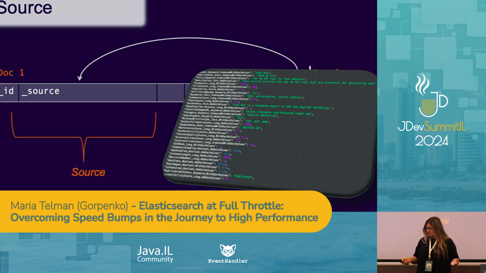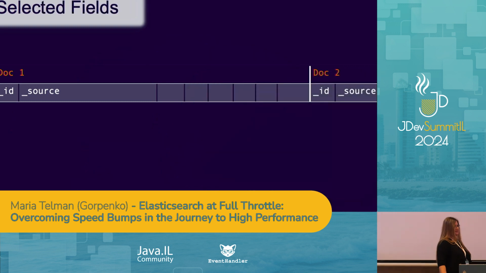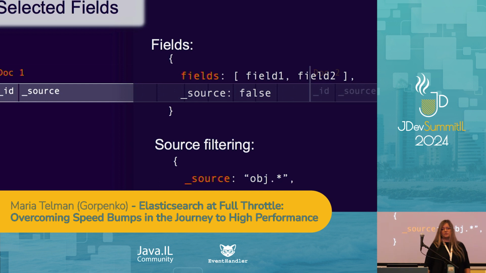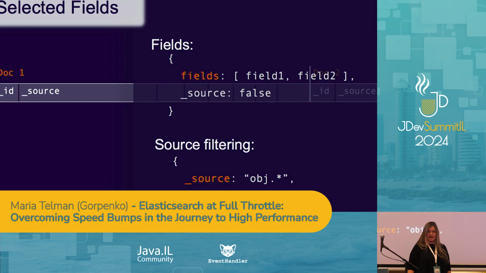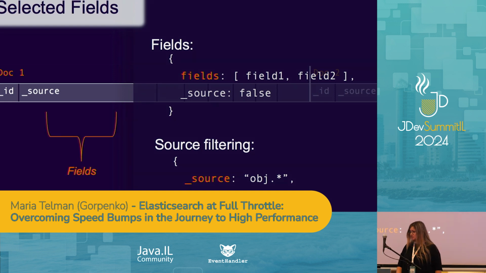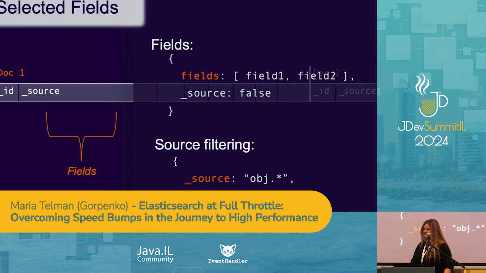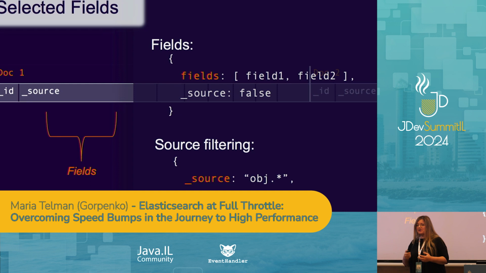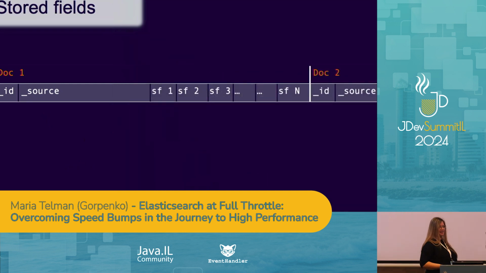And what if we don't need all these fields? And usually we don't. Then we can fetch selected fields using fields or source filtering options in our search request. However, these options are based on the same source. So Elasticsearch still needs to load this entire blob, convert it, and parse it to find the required fields. Not so good.